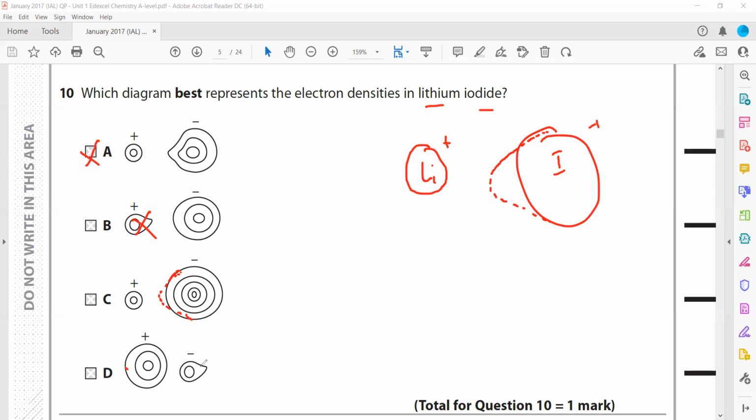And again here, why is this wrong? Because lithium has two shells and when it loses an electron, it will have only one shell. So lithium size should be smaller, but here the lithium size is shown larger, and the distortion is shown in the opposite direction. The electron density should be shifted towards the positive ion. So that's why A is the right answer.